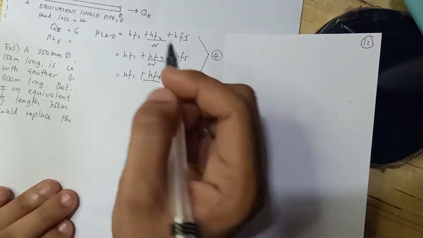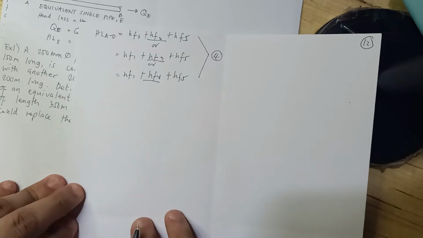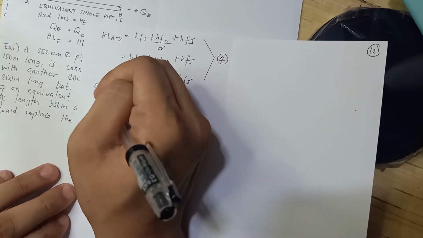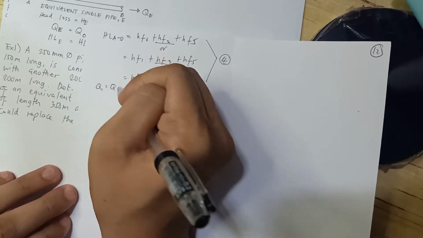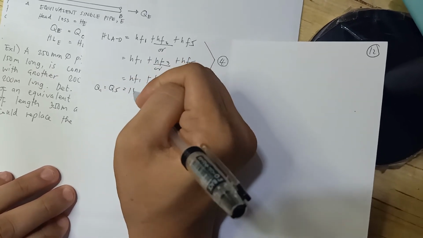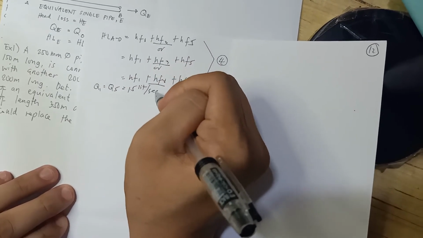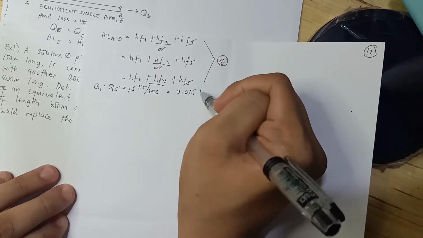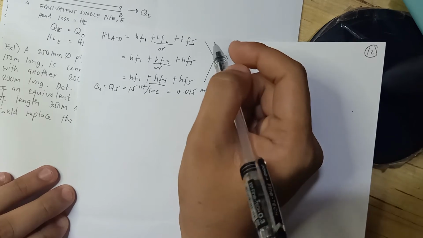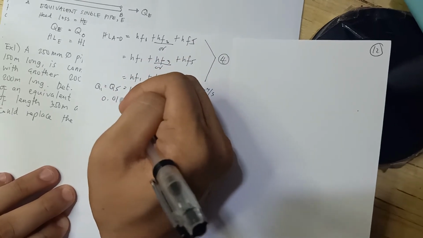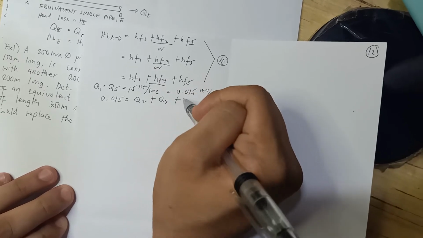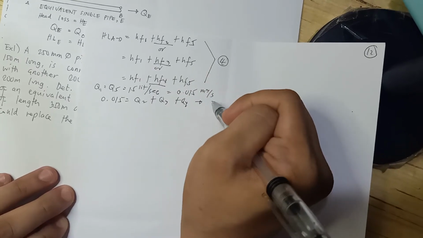So doing the equations we have gathered, first, Q1 equals Q5, so 15 liters per second, or 0.015 cubic meter per second. So 0.015 equals Q2 plus Q3 plus Q4. So this is equation number 5.